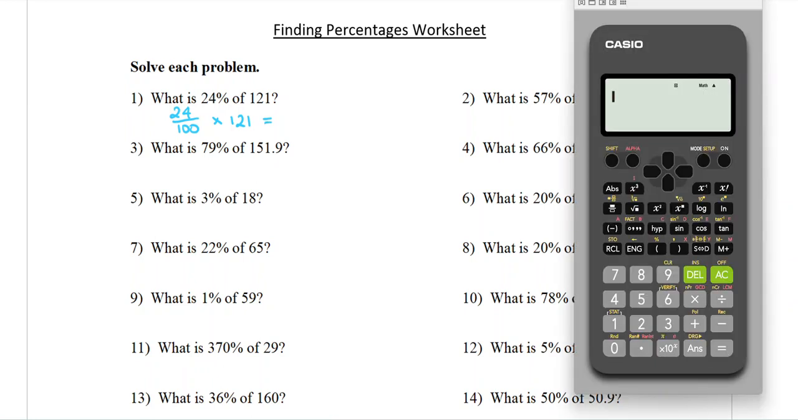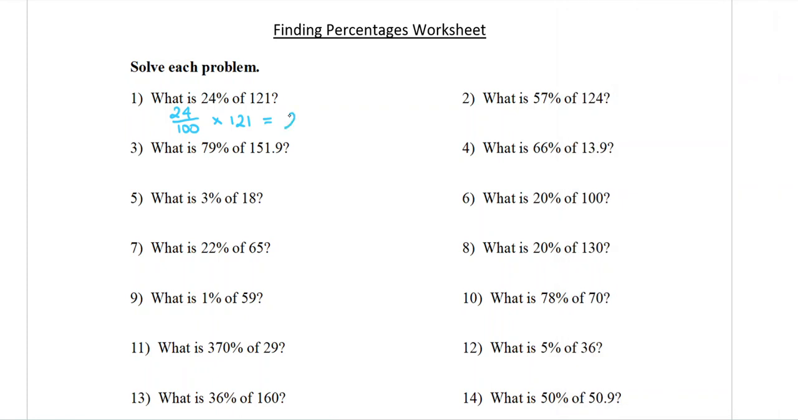Okay, and then you type that in your calculator. 24 over 100 times by 121. If it gives you a fraction, press the SD button to get the decimal. So 29.04.